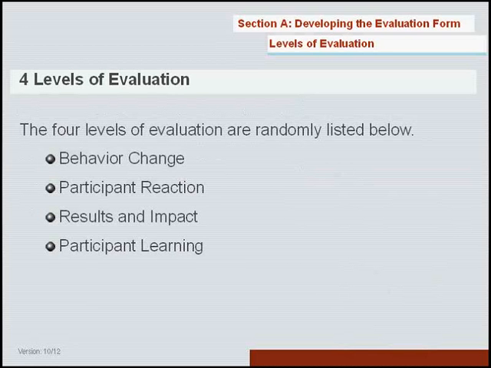The 4 levels of evaluation are randomly listed on the screen. I just want you to take a look. In reality, there is a specific order for them to be from level 1 to level 4. As you're looking at this list, which one of these do you think is evaluation at level 1, and why do you think it is considered level 1?